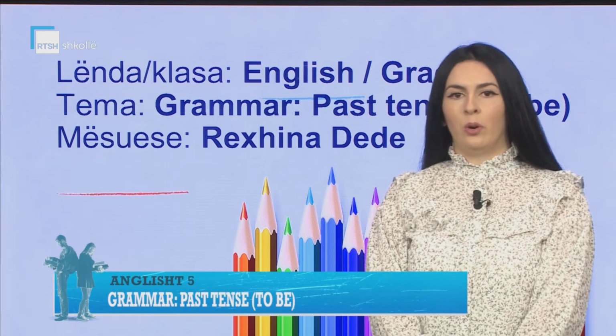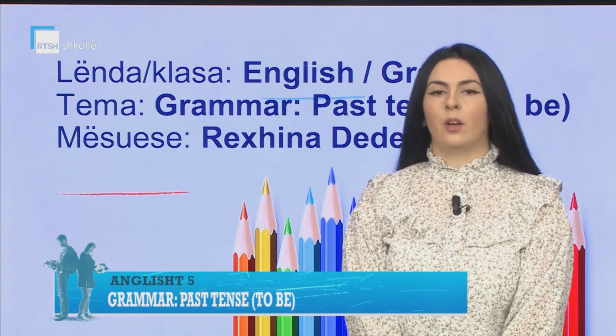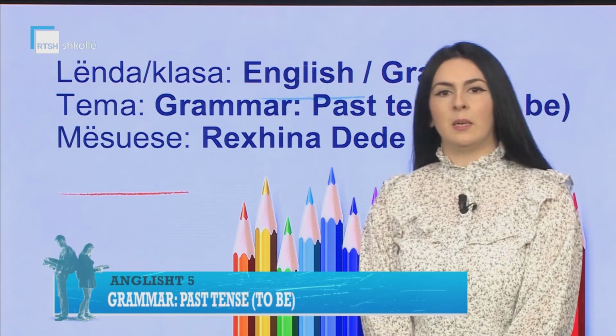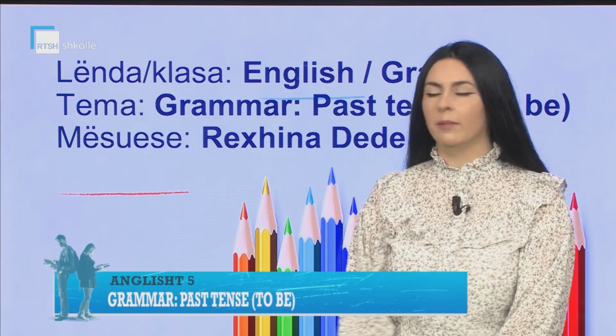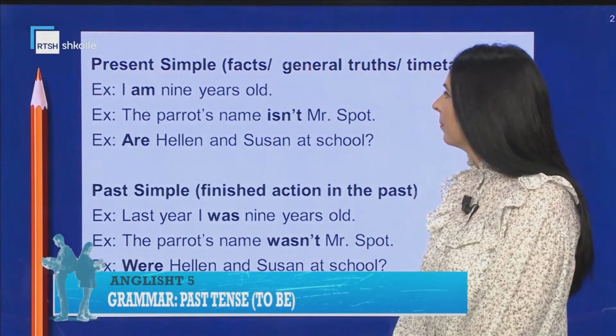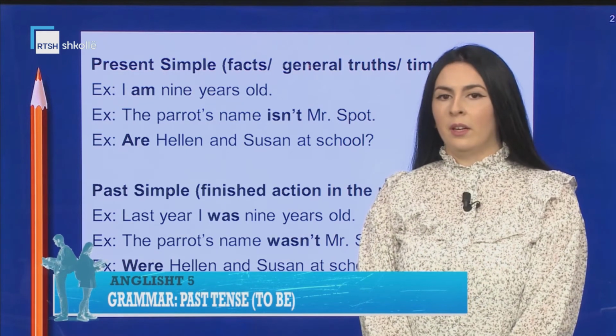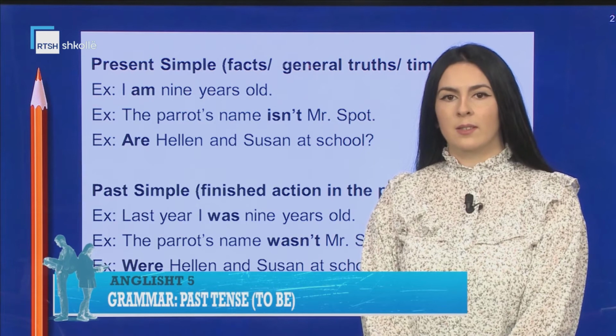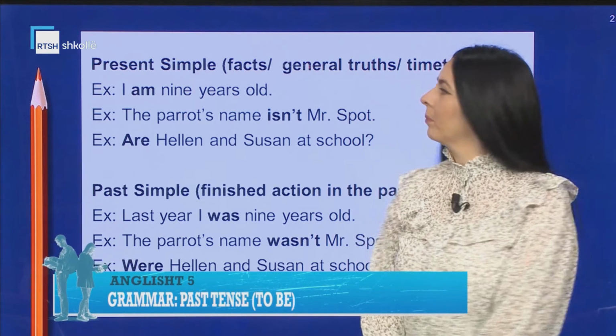The topic that we are going to cover today is grammar. More specifically, we are going to see the past simple tense of the verb to be. Before starting with the verb in the past, we are going to revise a few sentences in the present.